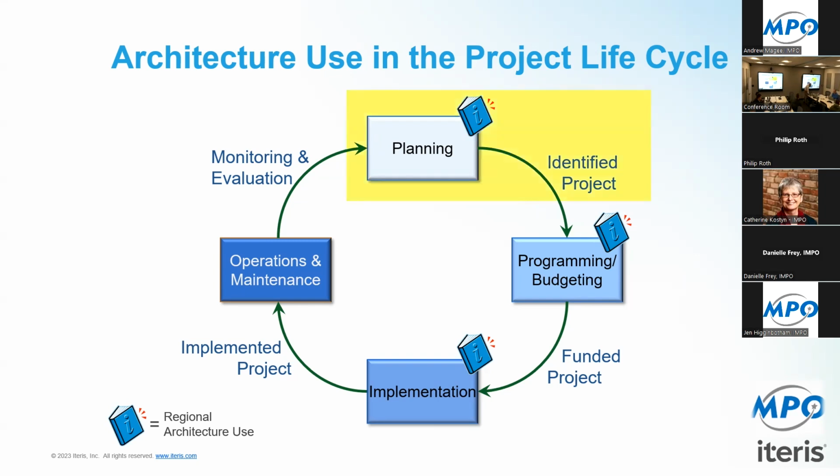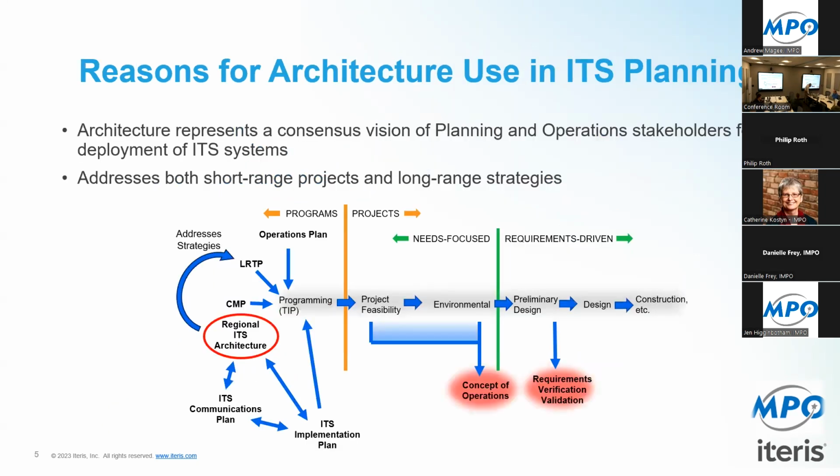Okay, we're going to talk first about the planning aspect of this. So architecture really is about all of us working together on developing it. It's a consensus vision of where we're going with ITS. So we can all say we're going to have these different systems, they're going to have these functionalities, they're going to exchange information this way.